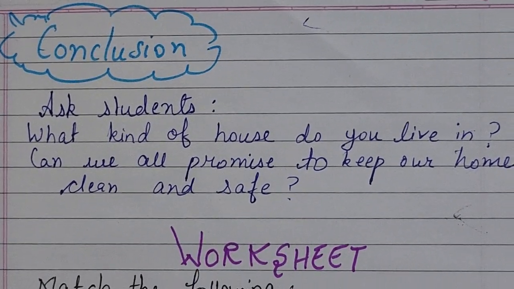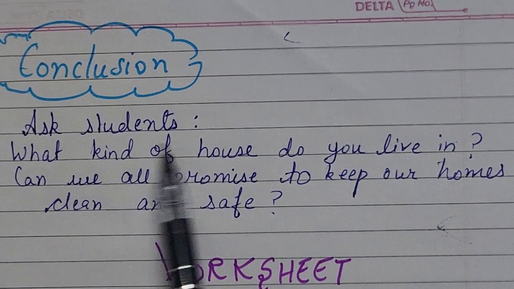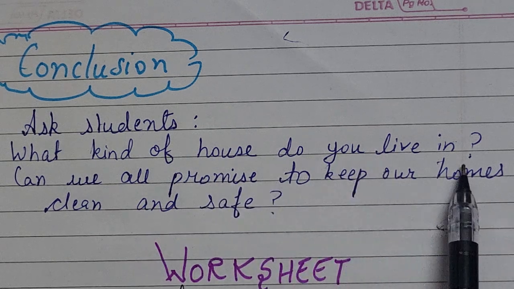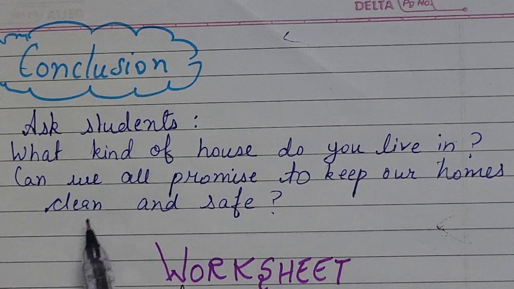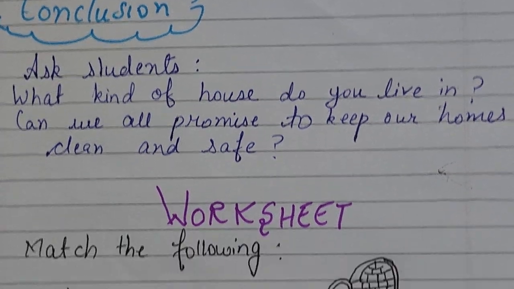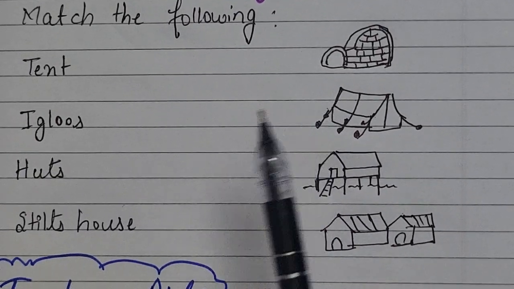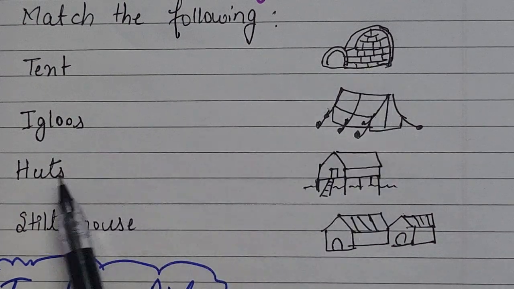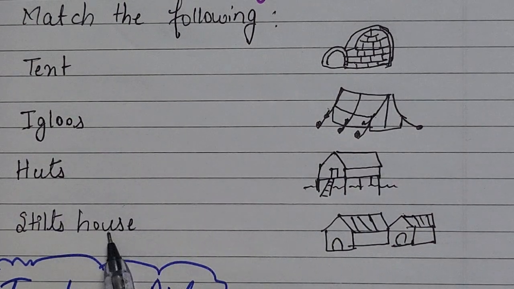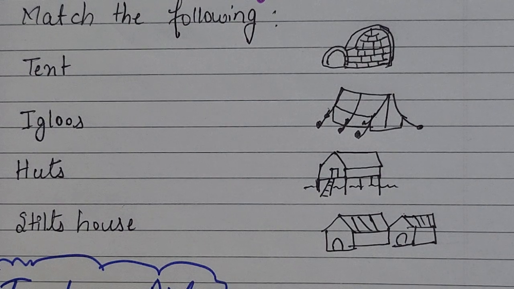Now, conclusion. Ask students, what kind of house do you live in? Can we all promise to keep our homes clean and safe? Now, this is the worksheet. Match the following. So, tent, igloos, hut, and stilt house. So, students can match the worksheet.